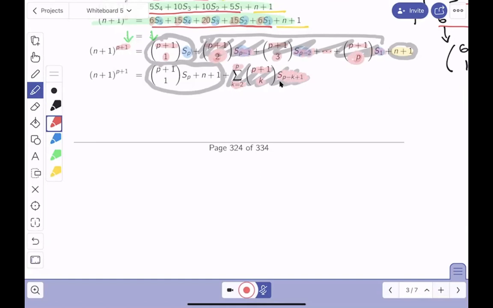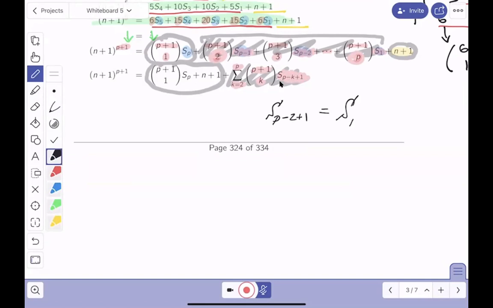So if I start at 2, what would I get? Let me write this down. If I start at 2, what would I get? I would get S, P minus 2 plus 1, which would be S, P minus 1. Well, that's right over here.